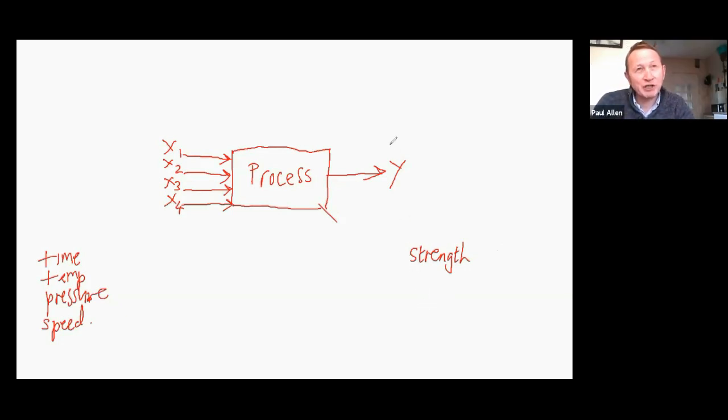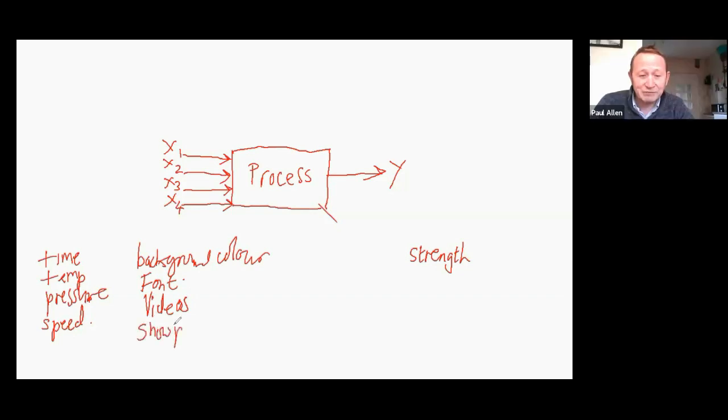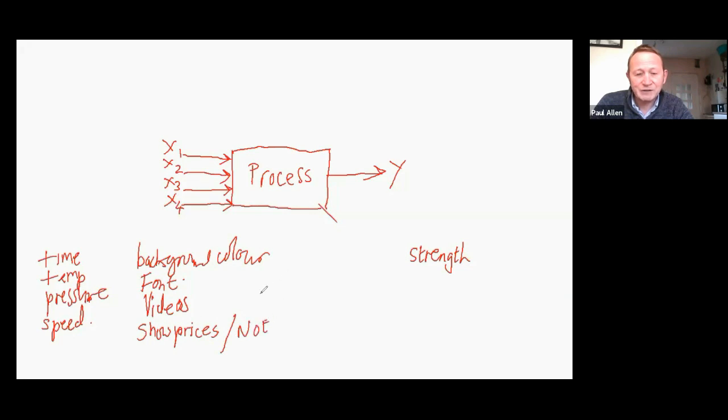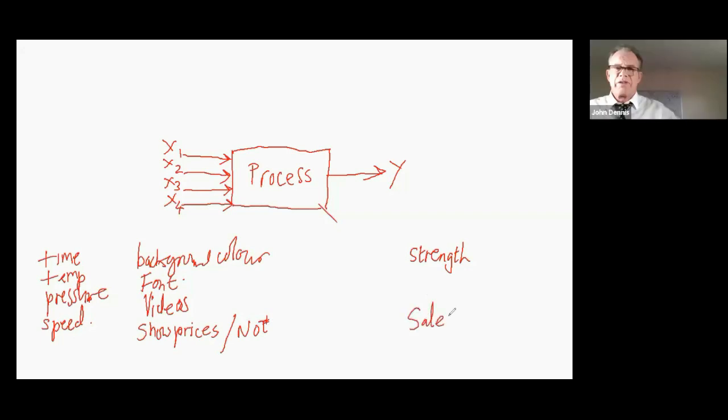But let's say you were trying to design a website, and you're trying to sell stuff. What could your X1, 2, 3 be? Could be background color. Font. Do you use Comic Sans? What else could it be? Could it be embedded video? In other words, is it a static website or does it swing around and it's got video in it? And show prices or don't show prices. Yeah, that's right. That's what training companies are doing. Some don't show the prices. And then the measurement would be the buy rate or sales revenue.